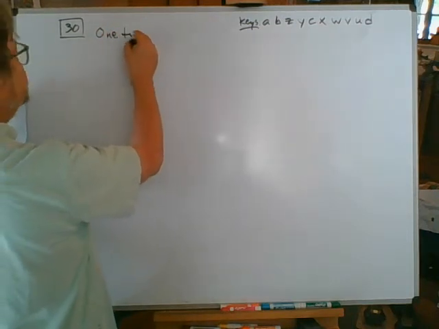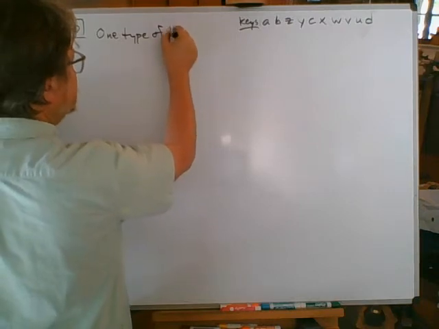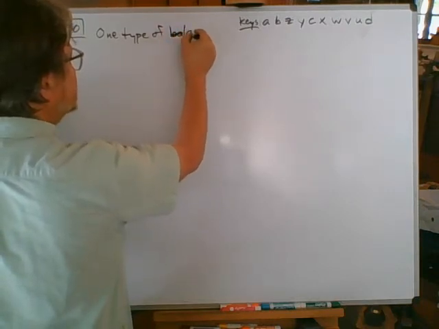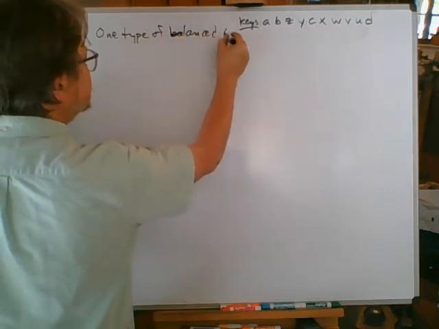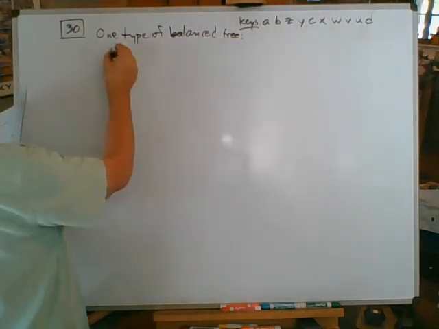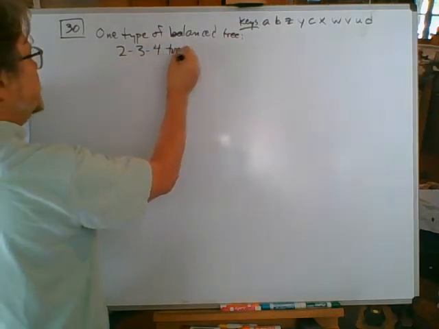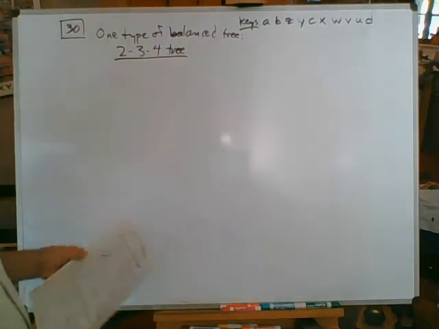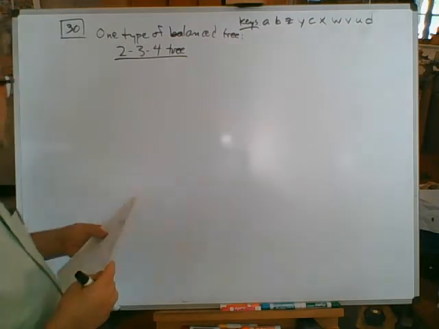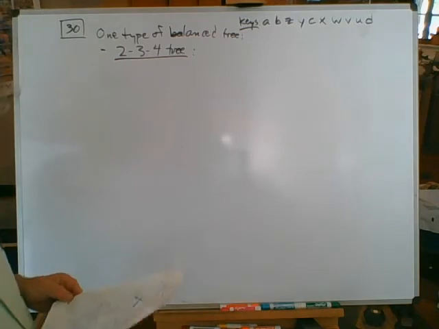One type of self-balancing, but that's longer to write, balanced tree, B-A-L-A-N-C-E-D, tree. I'm trying real hard not to mess with the keys up there. This one's called a 2-3-4 tree. And it is as exotic as its name suggests. It's a weird little thing. A 2-3-4 tree, I'll just keep going with that line.